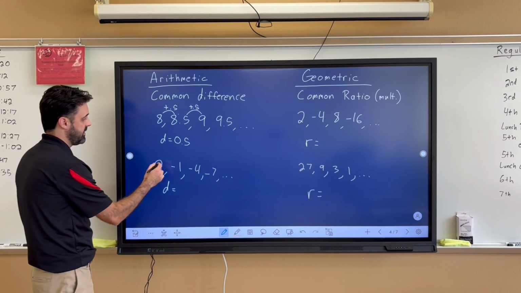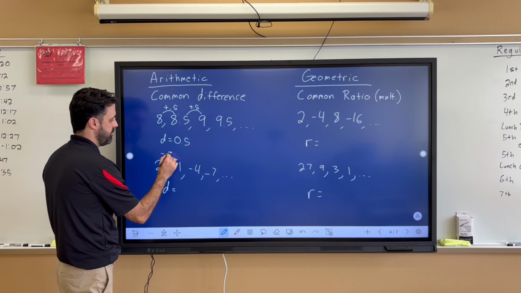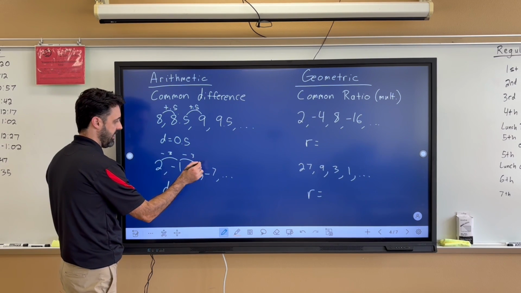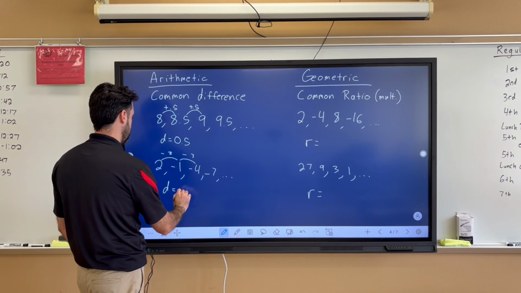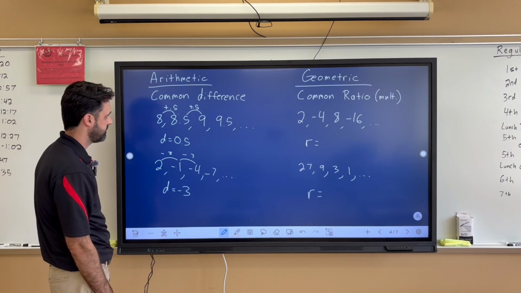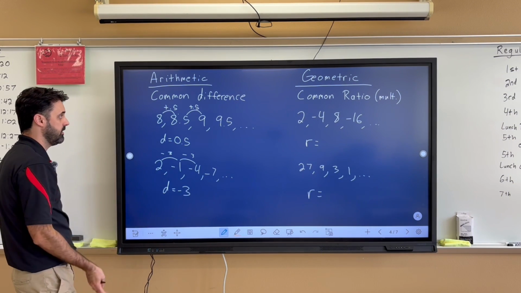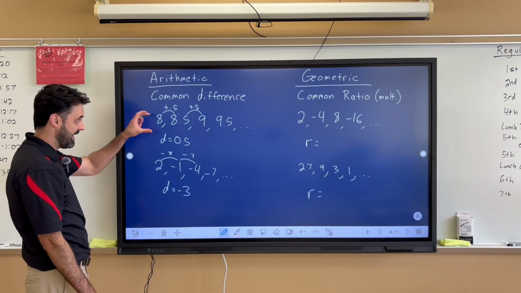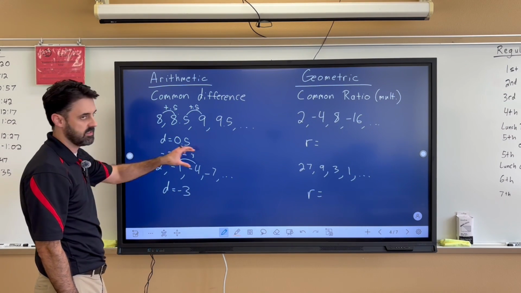Or even if it was subtraction, right? For subtracting 3 and then subtracting 3 and then subtracting 3, our difference is just -3 here. All right, so that's again, all arithmetic sequences, we're either adding the same number over and over or subtracting the same number over and over.